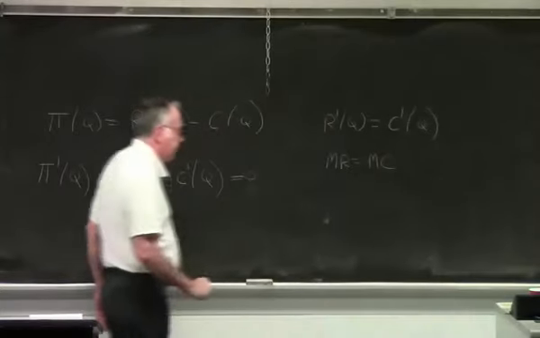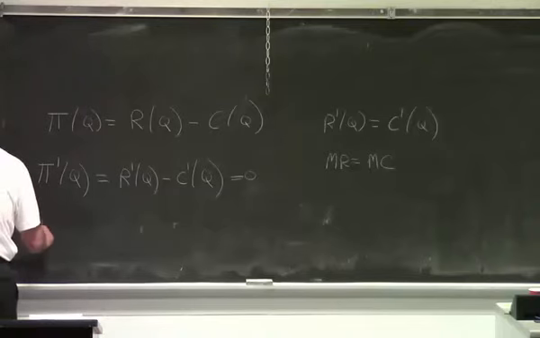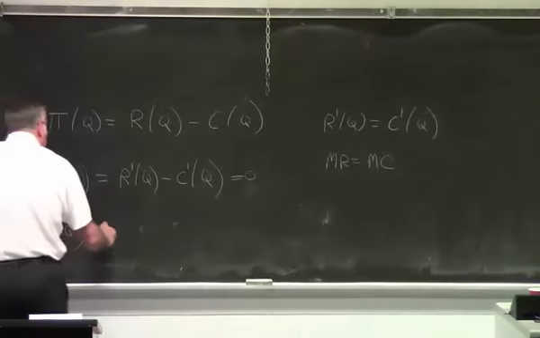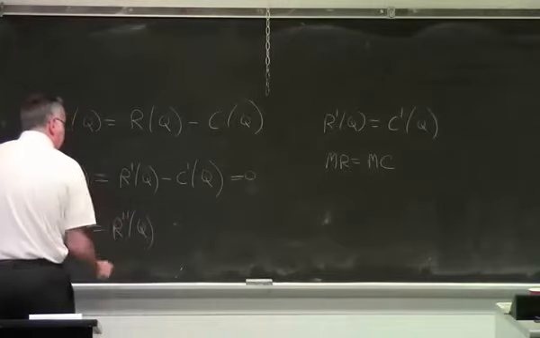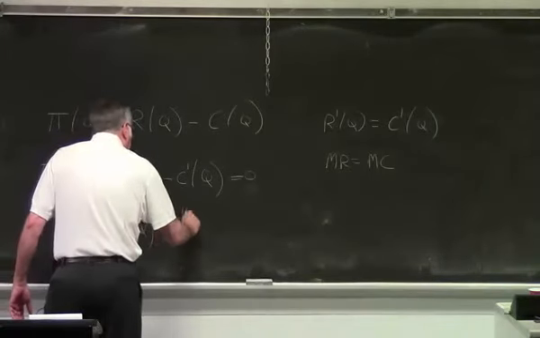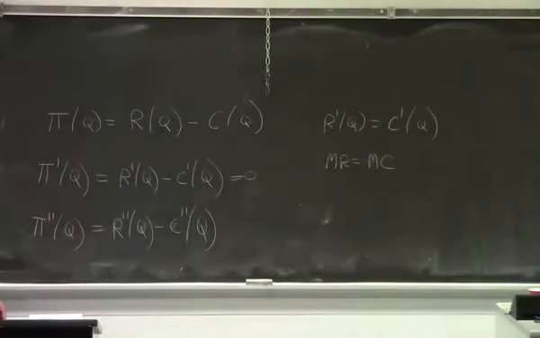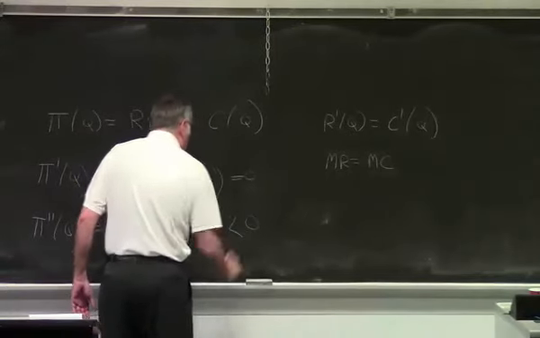Okay. Now the second order sufficient condition for a maximum is that the second derivative be negative. So what is pi double prime of Q? Well, pi double prime of Q is just R double prime of Q minus C double prime of Q. And the second order sufficient condition for a maximum is that this be negative.